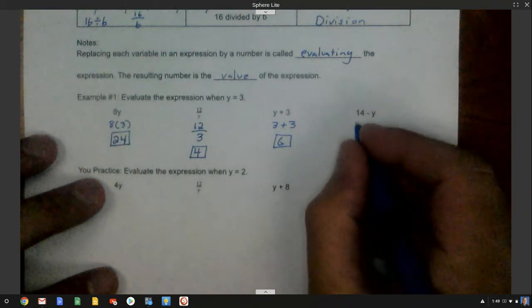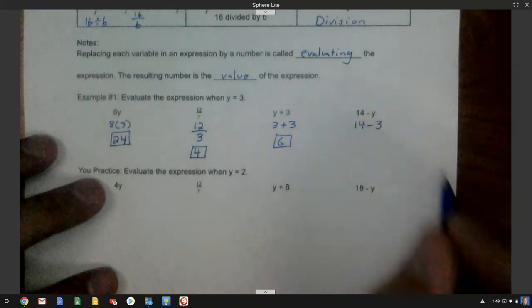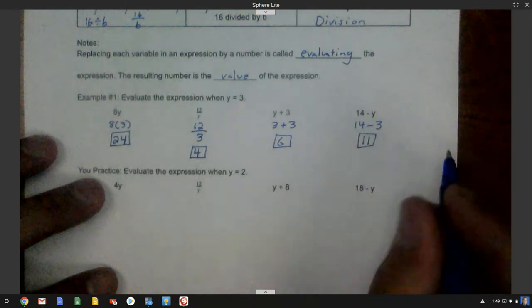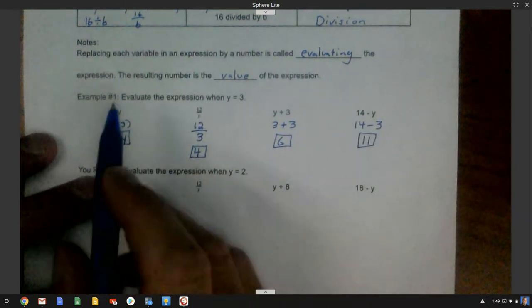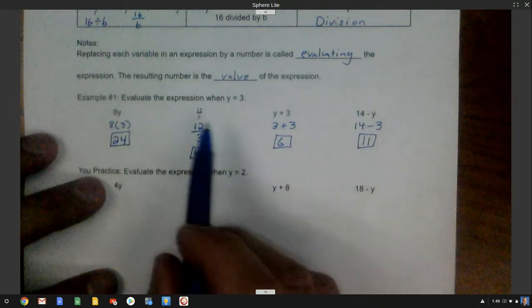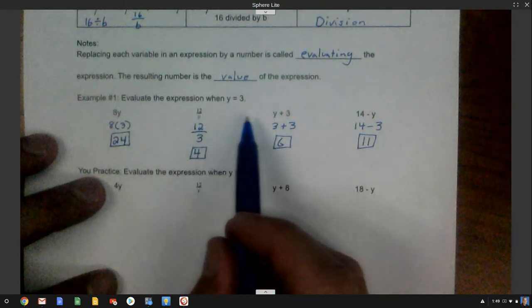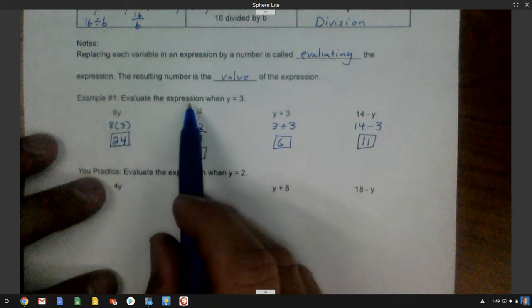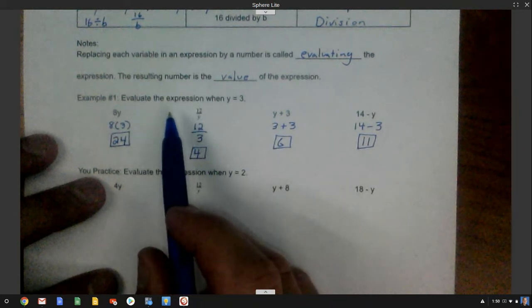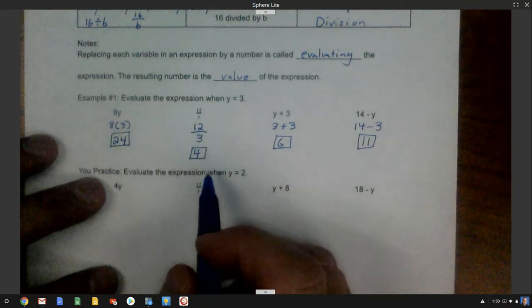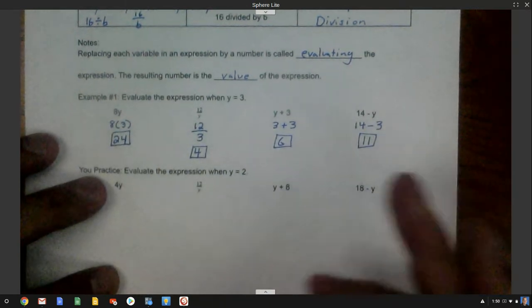For my next one, I have 14 minus 3, which is 11. Now you'll notice in all these types of problems, I'm working vertically, so I'm working below the problem. I'm not working to the side because when I work to the side, that gets confusing, and also when you work to the side, equal signs pop up, and these are all expressions. Expressions don't have equal signs. So expressions are without an equal sign. So we want to work vertically, and this is how we keep our work organized.